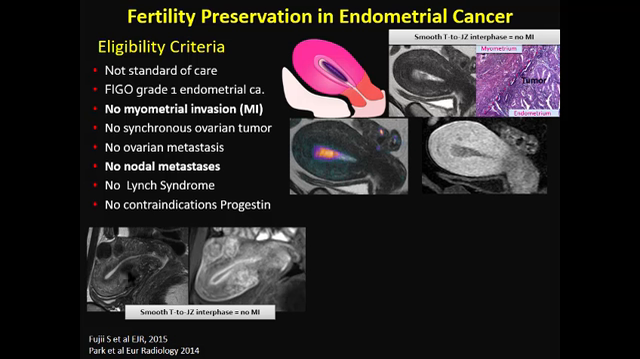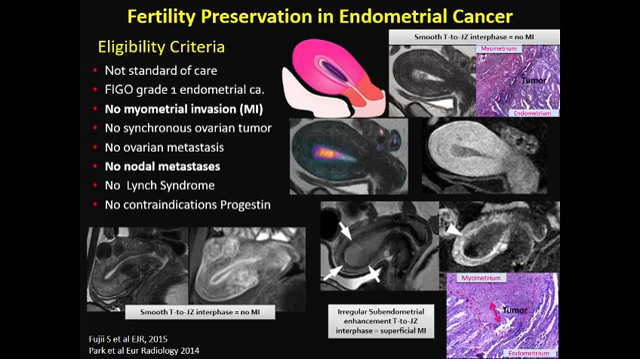You actually cannot see the tumor on this T2, but the junctional zone is completely intact. So this was confined to the endometrium, and the patient successfully received treatment with progestin.